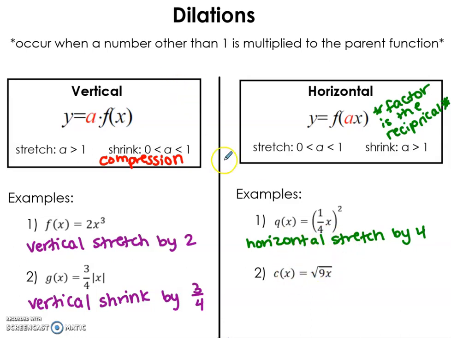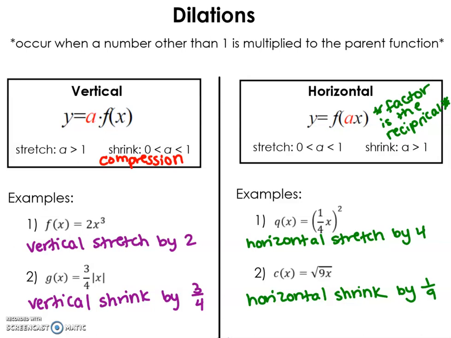Okay, if we look at this example here, we have the square root of 9x. So again, notice the 9 is attached to the x inside the function. So that means it's going to be horizontal. Okay, because it's 9, it's greater than 1. In this case, it's going to be a shrink. And if you're thinking about it in terms of vertical, normally it would be a stretch, so horizontal is the opposite, so it's a shrink. And it's going to be by the reciprocal, so by 1/9. Okay, it just takes a little bit of getting used to, but those are our 3 rules.